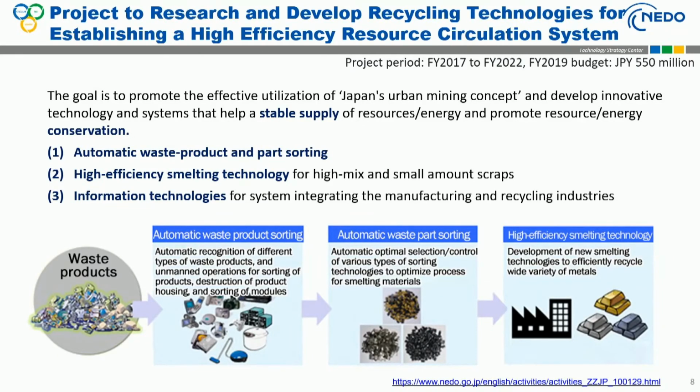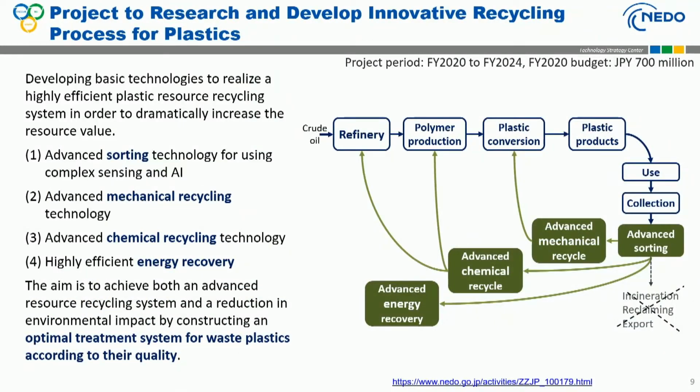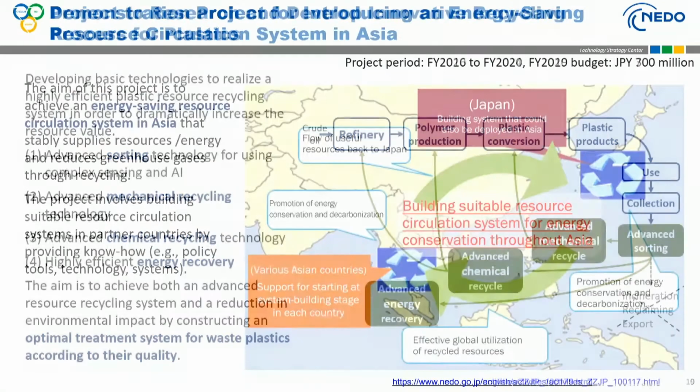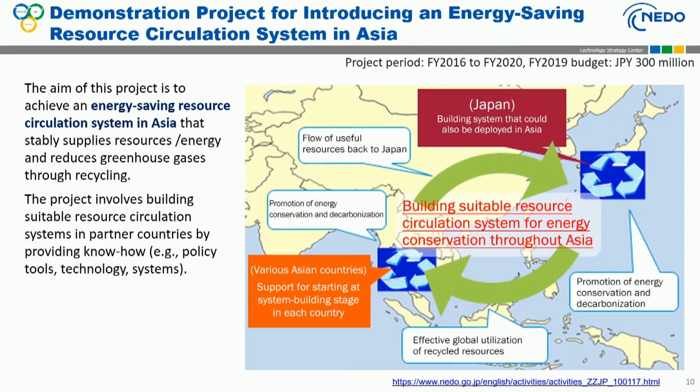This is a project for plastic recycling, including the sorting, mechanical recycling, chemical recycling, and energy recovery. The important concept is to find the optimal treatment system for the waste plastics according to their quality. The last one is the demonstration project. This project aims to achieve energy saving, a stable supply, and GHG reduction through the recycling system in the Asian region. The project provides know-how for partner countries.